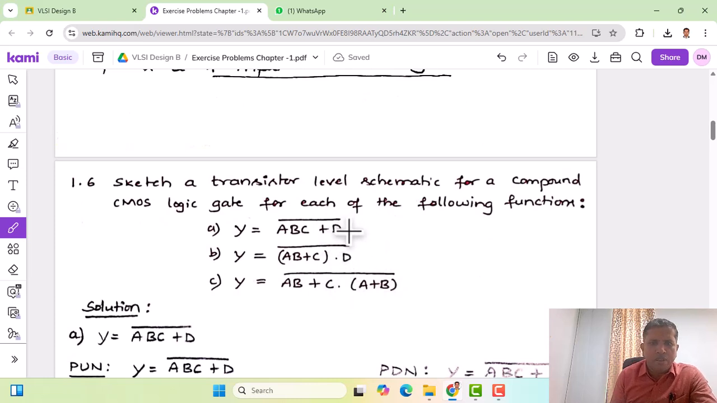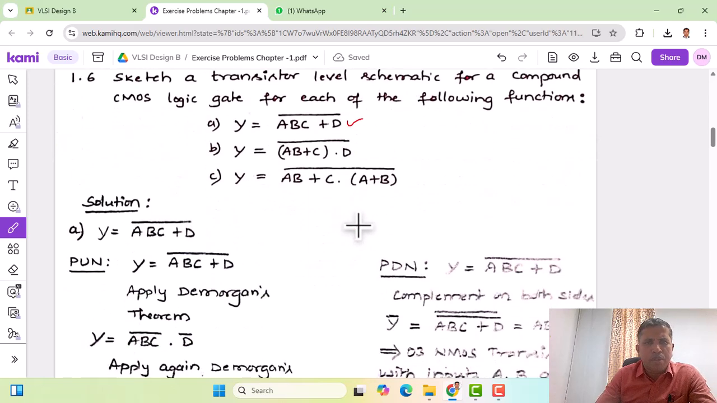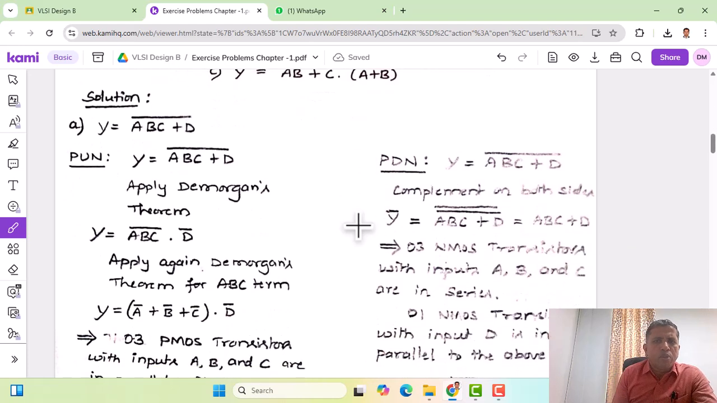First, let us consider the first Boolean expression, Y equals (ABC plus D) whole bar. So now let us develop the pull-up network and pull-down network structures. Now let us apply De Morgan's theorem to this expression. Applying De Morgan's theorem, the plus becomes dot, and this ABC becomes a single term now: (ABC) whole bar dot D bar. So again we can apply De Morgan's theorem to bring the variables to a form suitable for the pull-up network. Each variable should be in the complement form. To bring it to that level, we are again applying De Morgan's theorem to this Boolean expression.